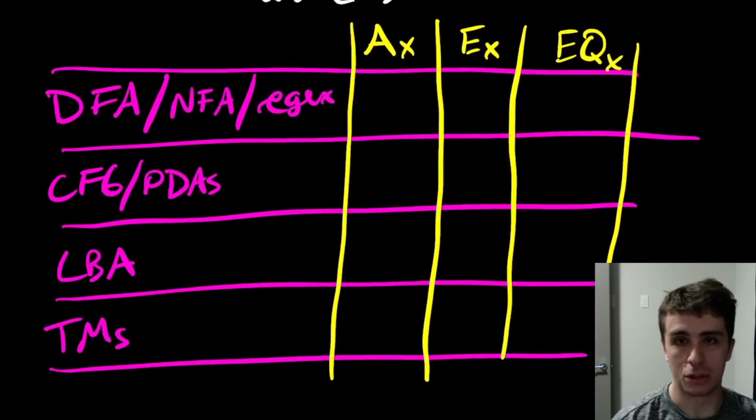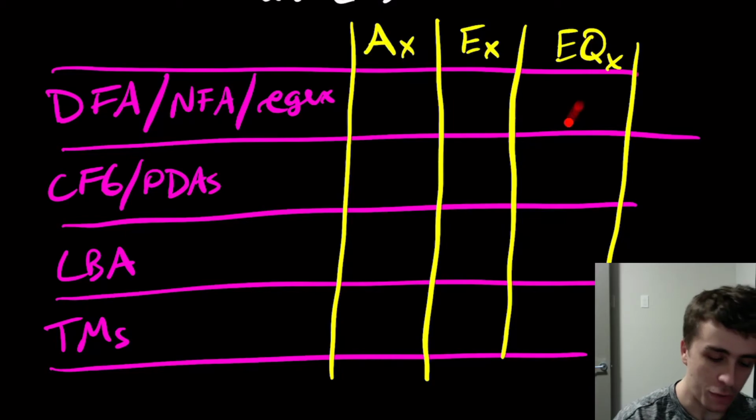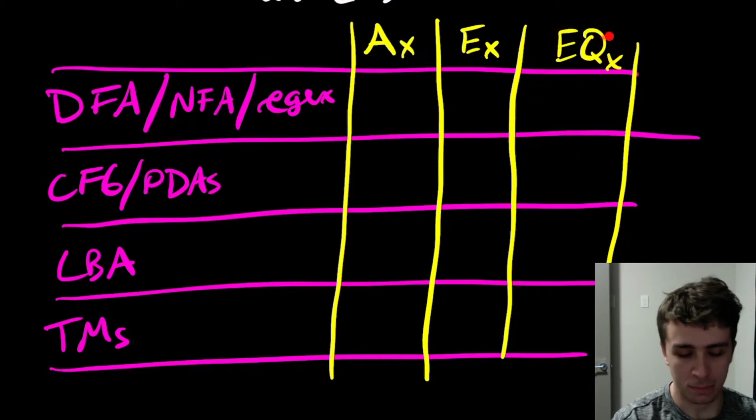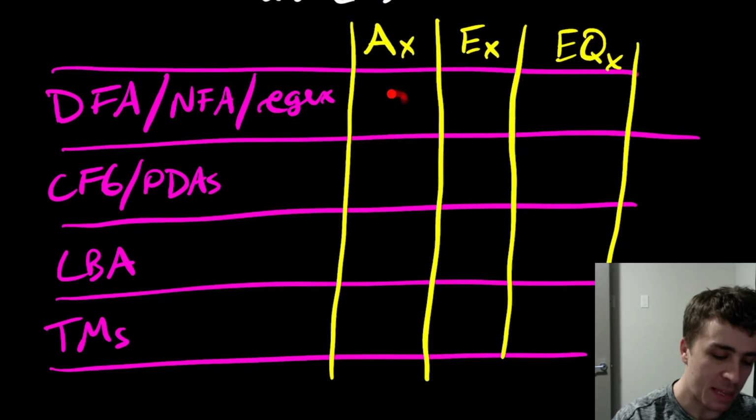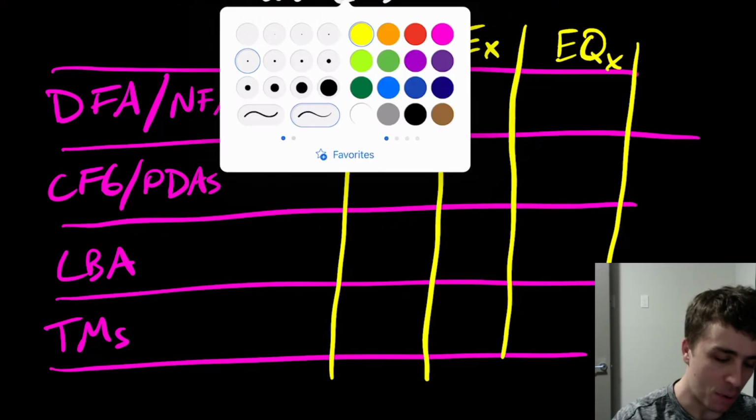Actually, I'm just going to do those three. The universality problem is actually, in some sense, the same as the equivalence problem, but I'm not going to talk about that. So I won't talk about that. Okay, what about the A sub DFA problem?